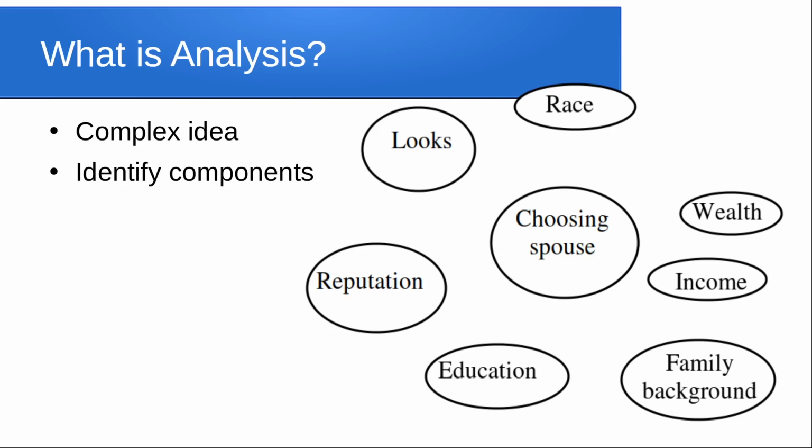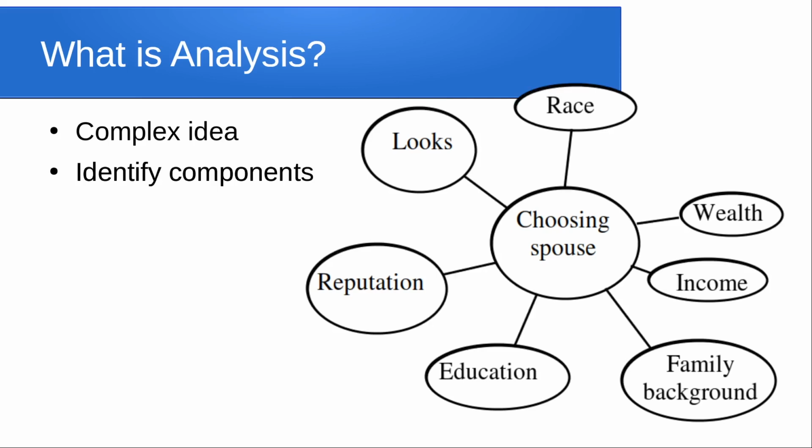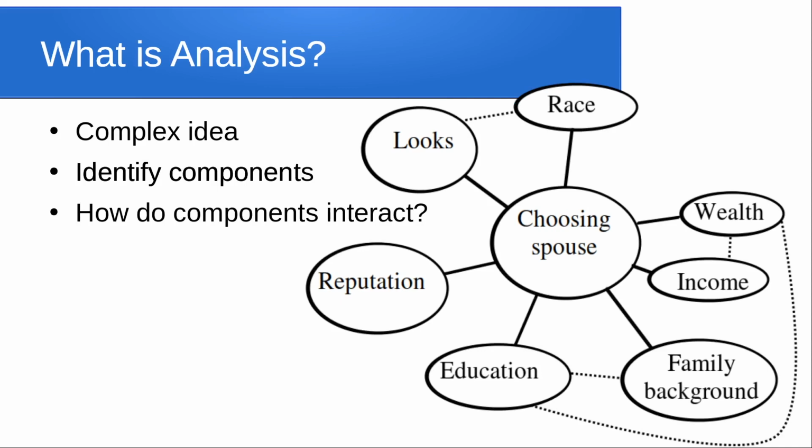Now, these are all the component pieces, but we still need to think about how do they interact with each other. So in this case, we can see, well, wealth and income are clearly going to interact. In fact, income will lead to wealth because the higher your income, the more money you can save. Will wealth lead to more income? Maybe not. So it may be a one-way relationship.